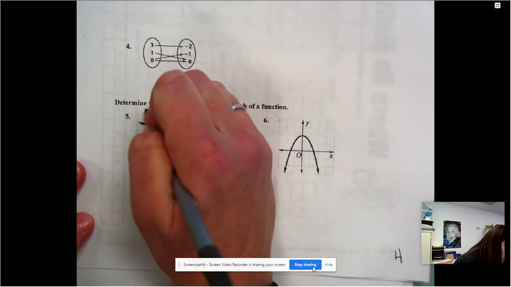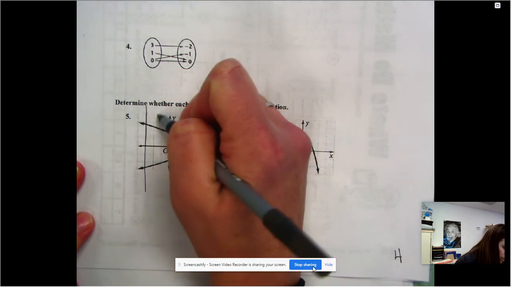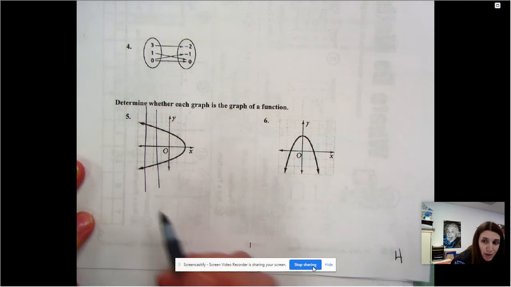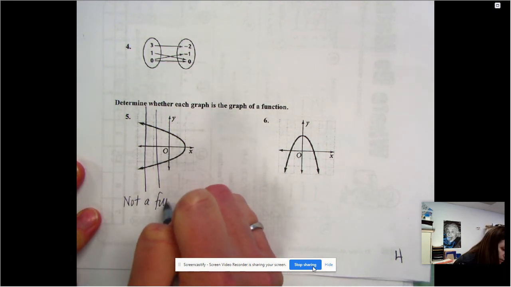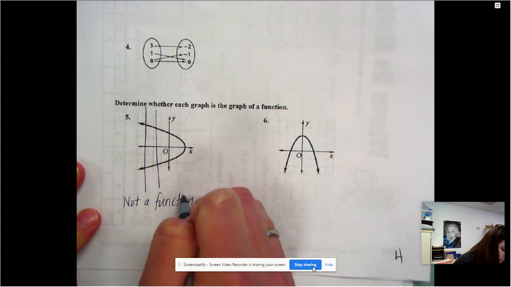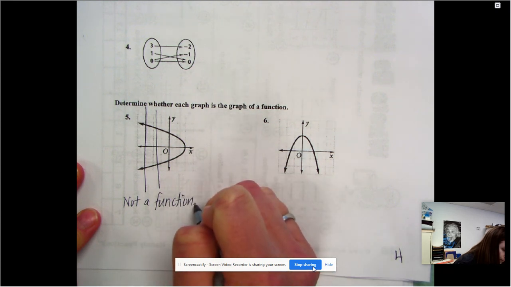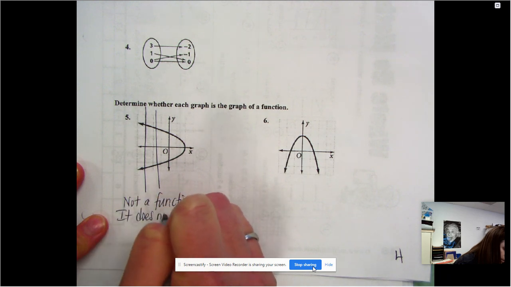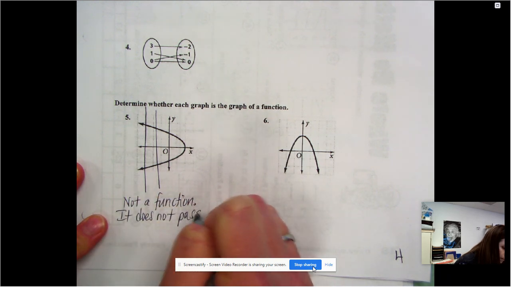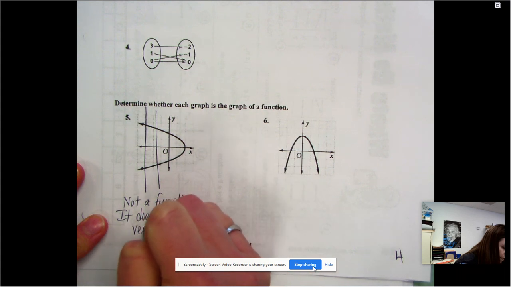As I make vertical lines through this graph here, I pass through twice as I make my vertical line. So this is not a function. It does not pass the vertical line test.